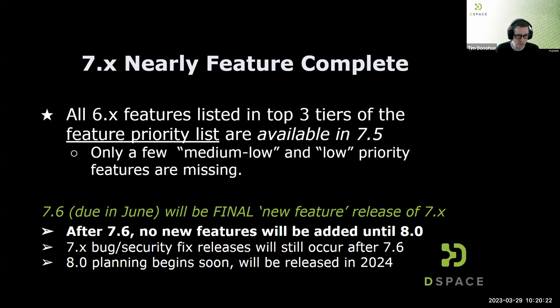But with the 7.6 release in June, that's going to be our final release of 7 that has new features added. After that, we're not going to add any new features until DSpace 8 comes around, but there will still be bug fix releases, security fixes, minor improvements that'll keep going into 7.x releases even after 7.6. So you'll continue to see the platform improve in terms of bug fixes and improvements, but we will begin planning for the 8.0 release later this year, and it will be coming out sometime mid next year.